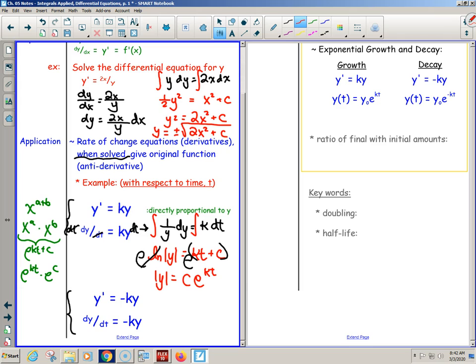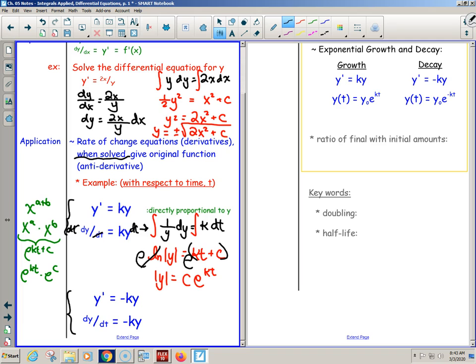Do you see it over here? No, there's no c. I know, but there's a y sub naught. Oh, it's kind of like motion. The plus c was the initial amount. Exponential growth and decay.